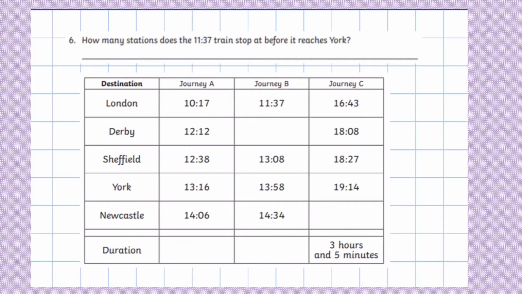Oh, nice easy one here, not too much brain strain. How many stations does the 11:37 train stop at before it reaches York? Well, here's the 11:37 train, that's train journey B, and it's got to go to York. So actually, it doesn't stop at that station, it only stops at that station. Okay, so before it reaches York, which is here, it only actually stops at one station.